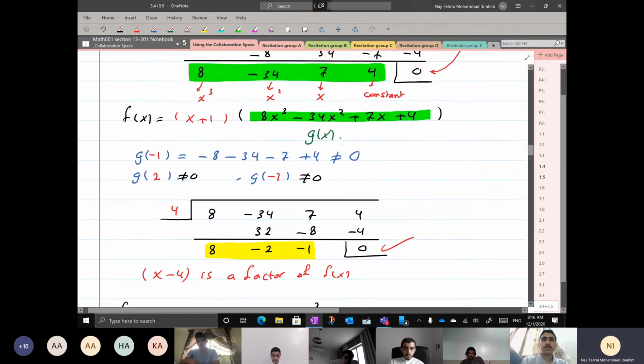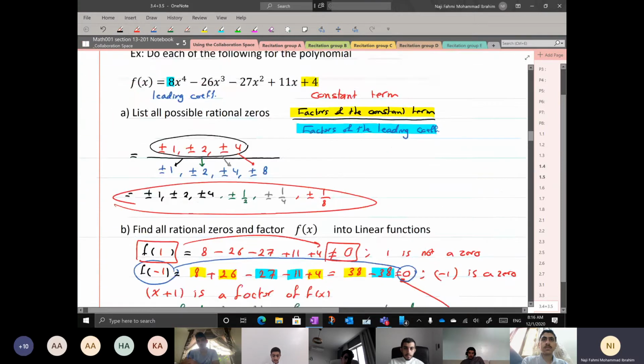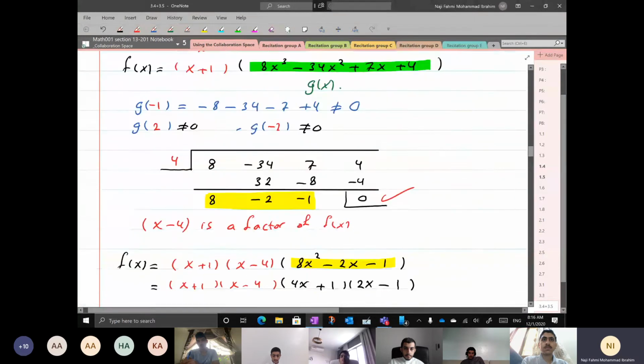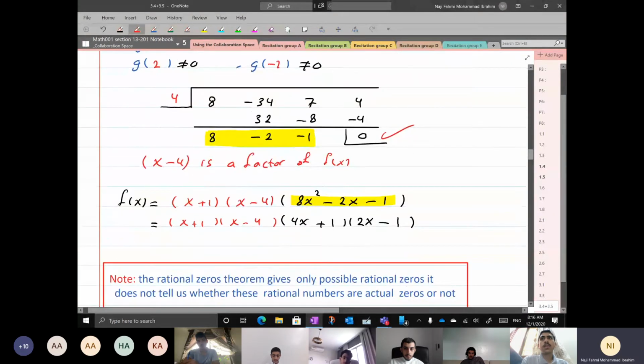And the question at the beginning was asking me for what? Find the rational zeros. So what are the zeros now? At the end, what are my zeros? x equals negative 1 over 4, and 1 over 2.